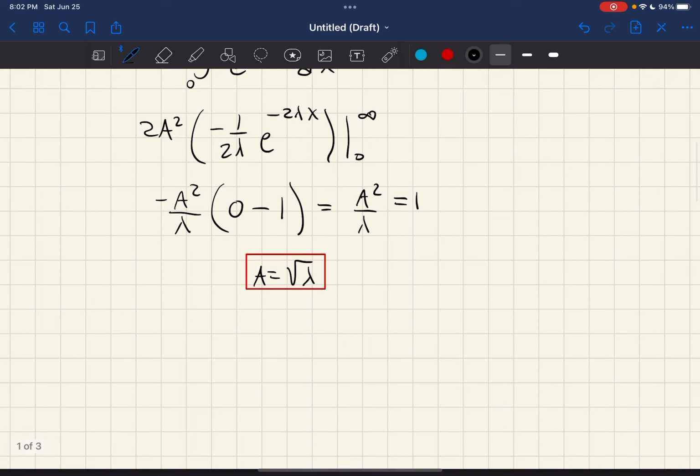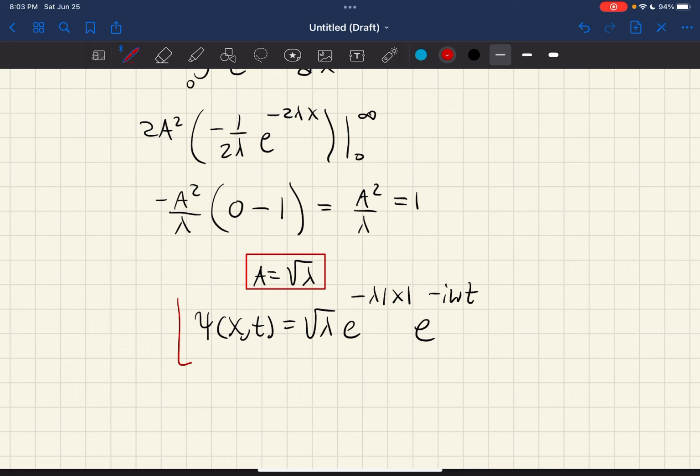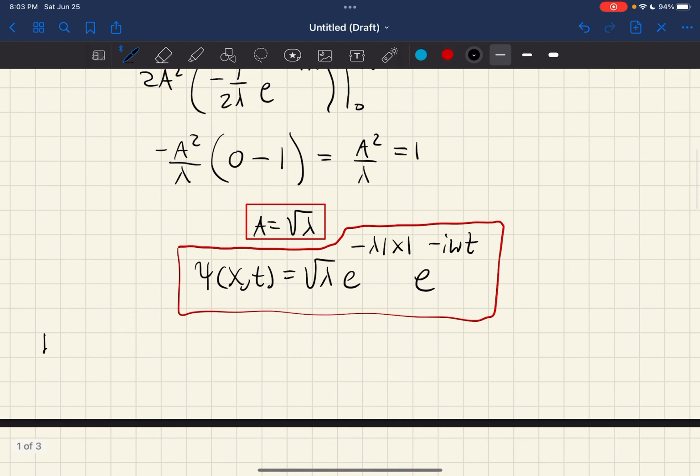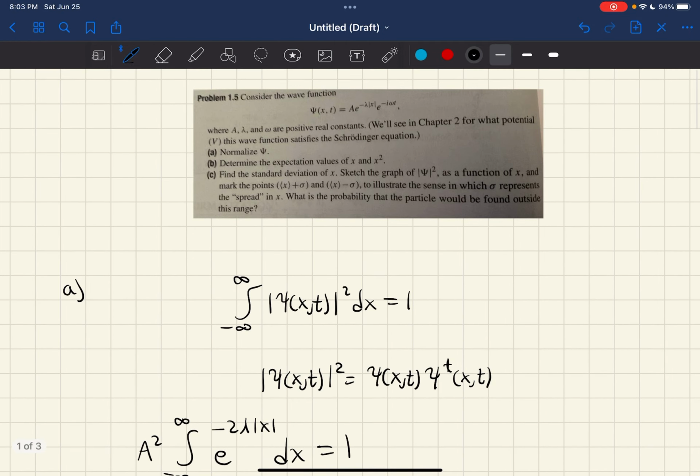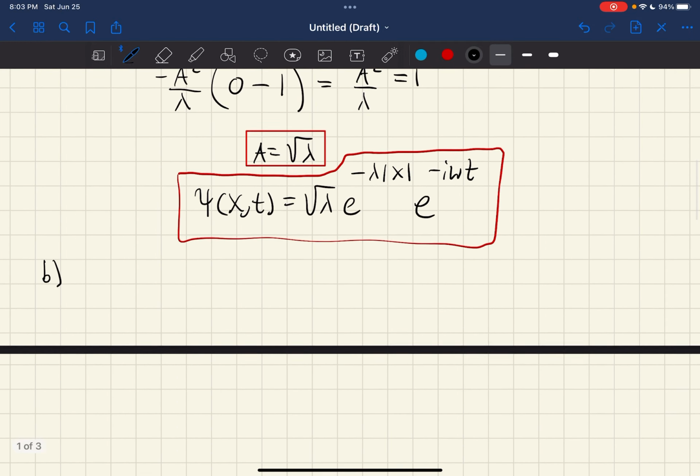Or I guess we should really just write this out. So psi of x and t is actually equal to root lambda e to the minus lambda absolute value of x e to the minus i omega t. So that is the wave function. And then part B asks us to find the expectation value of x and x squared.